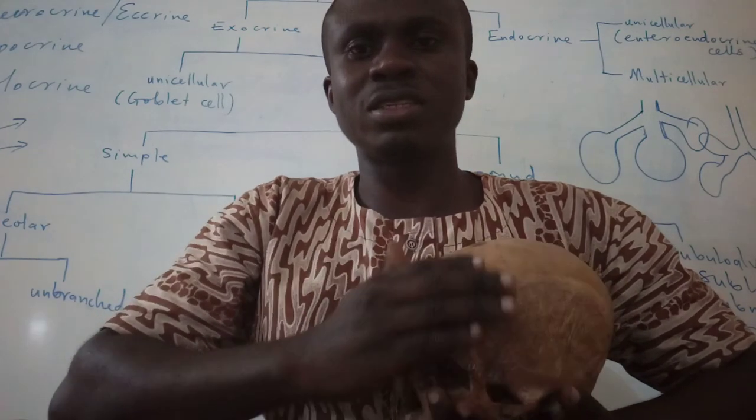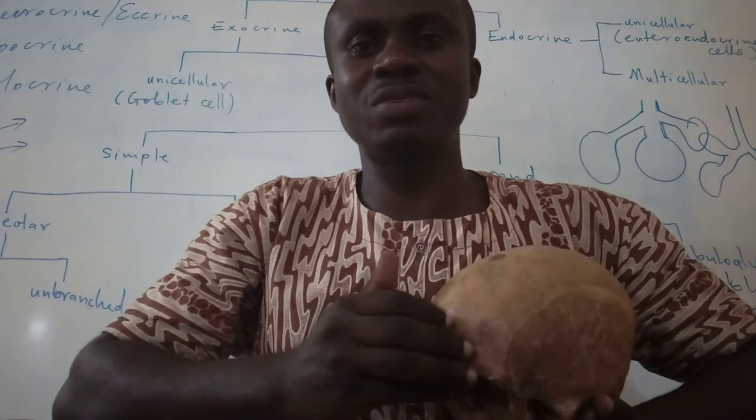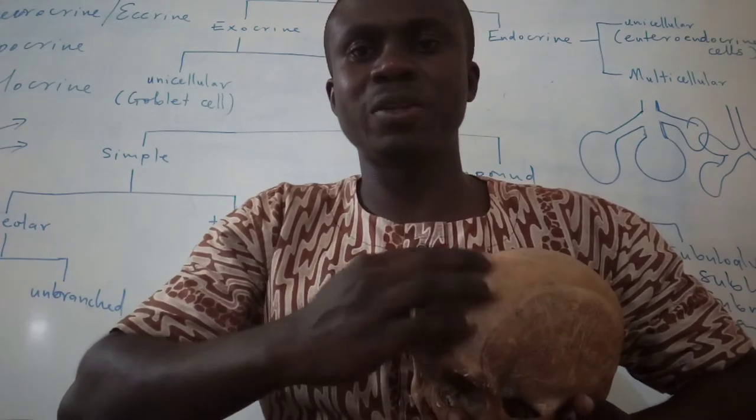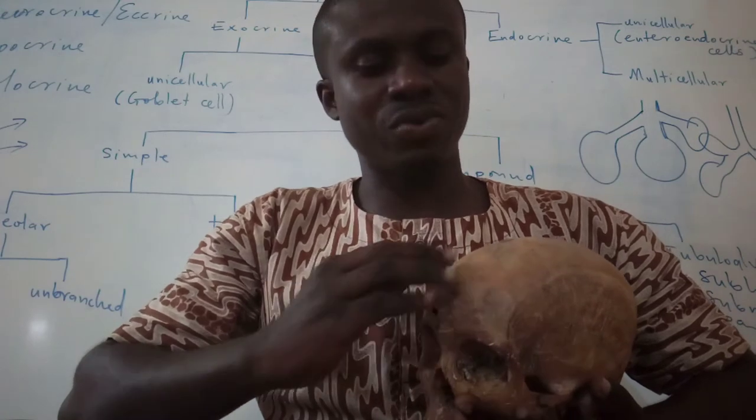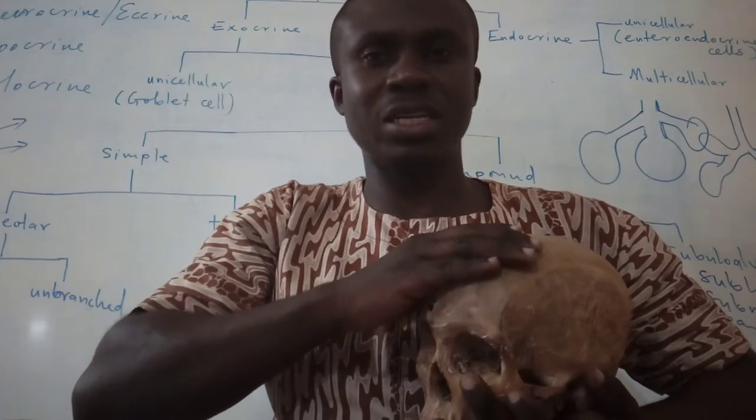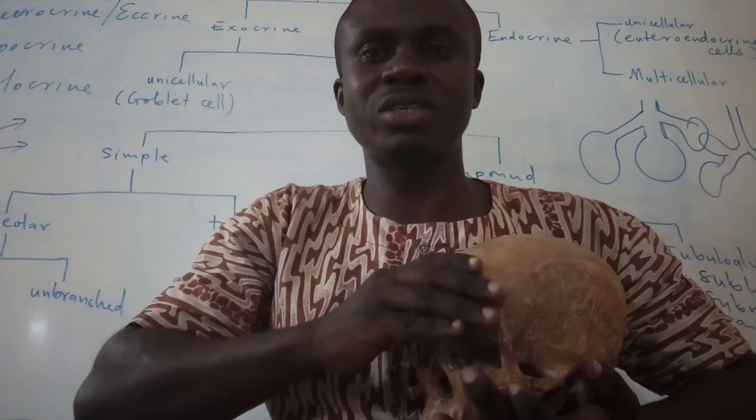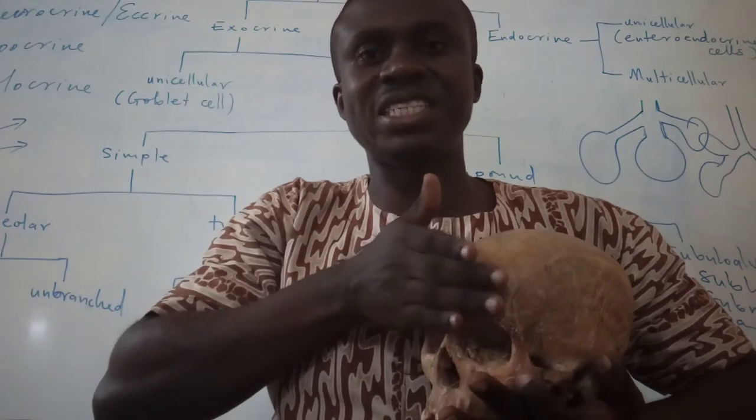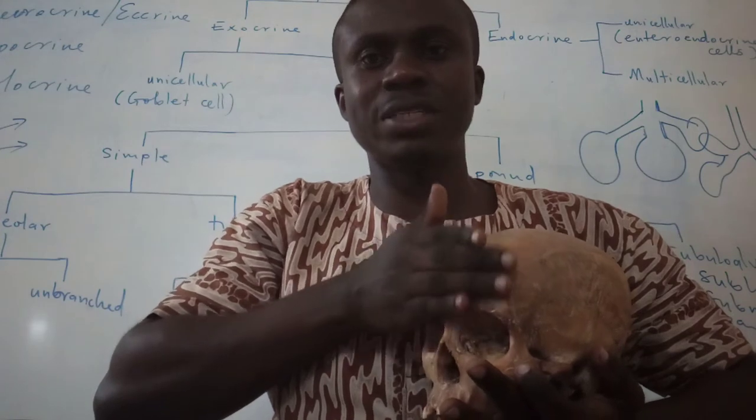Now this is the frontal bone, of course, the first bone, which is going to form the forehead. This frontal bone is forming part of the anterior aspect of the roof of the cranial cavity, as well as the anterior wall of the cranial cavity.